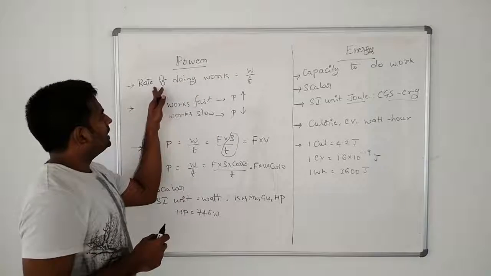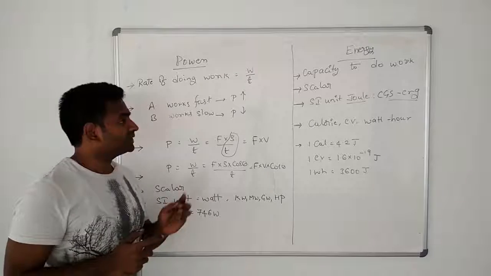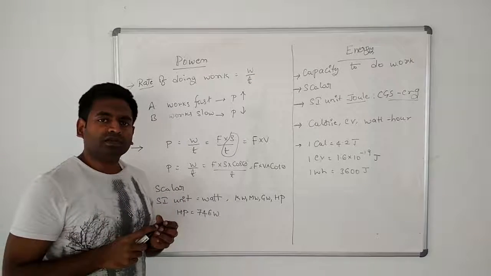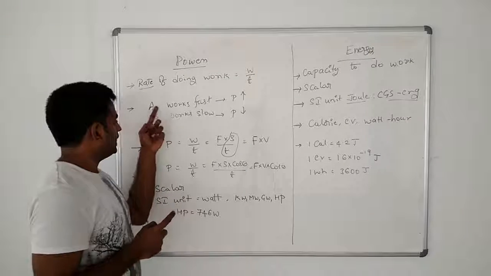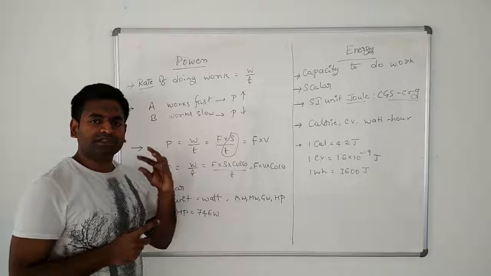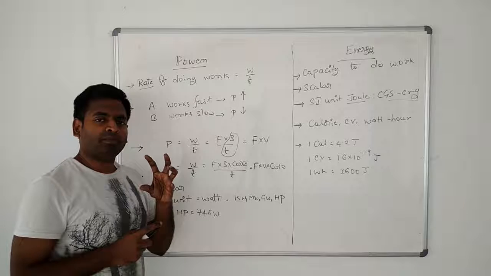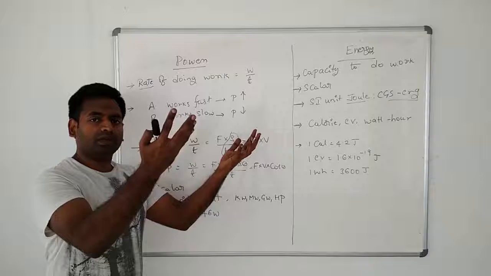So the power is nothing but the rate of doing work. Rate means how fast a work is done, so the time comes into picture. For example, there are two people, A and B. A works fast, but B works slow. The same amount of work will be done quickly by A and the same amount of work will be done slowly by B. For example, lifting a carton.